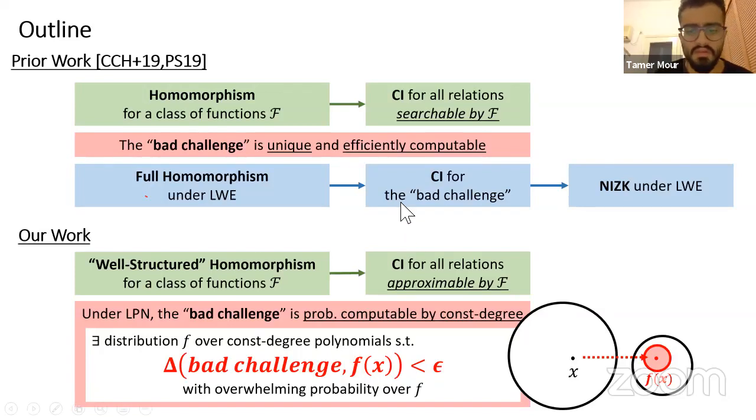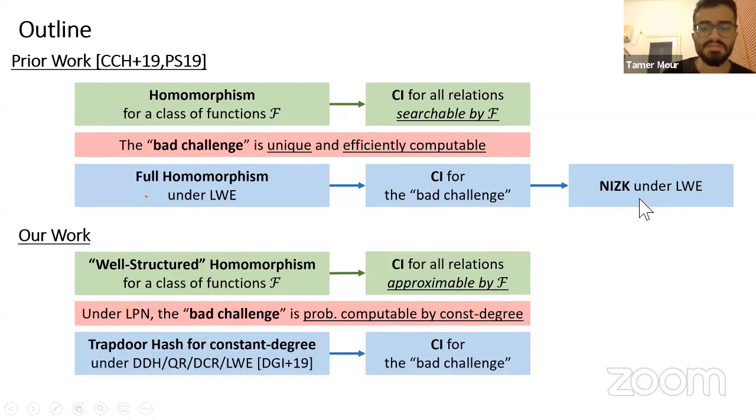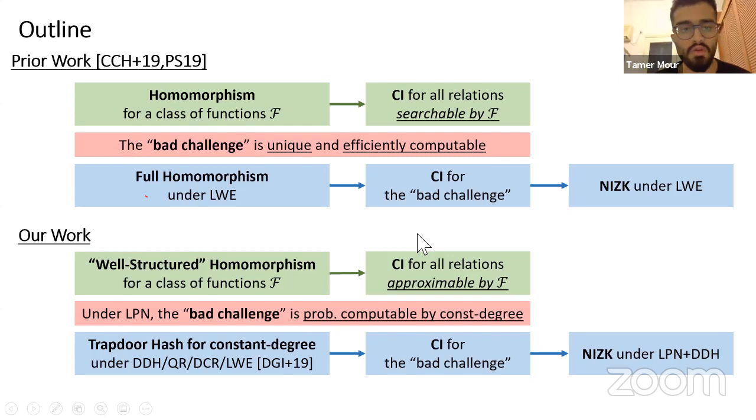To formalize this a bit, we show that with probability all but negligible, our bad challenge function falls inside the Hamming ball of an evaluation of a constant degree polynomial over x. So we sample a constant degree polynomial from some distribution, and with overwhelming probability, our bad challenge is inside this Hamming ball. And this means that correlation intractability against relations approximable by constant degree polynomials is sufficient for NIZK. And we show that our well-structured homomorphism requirement is satisfied by an abstraction called trapdoor hash, which can be instantiated under DDH. And therefore, combining LPN and DDH, we get NIZKs following this outline.